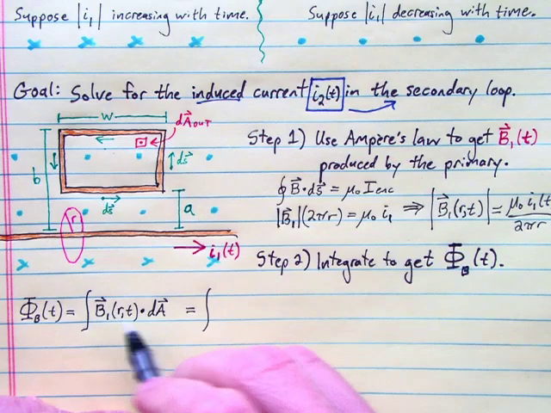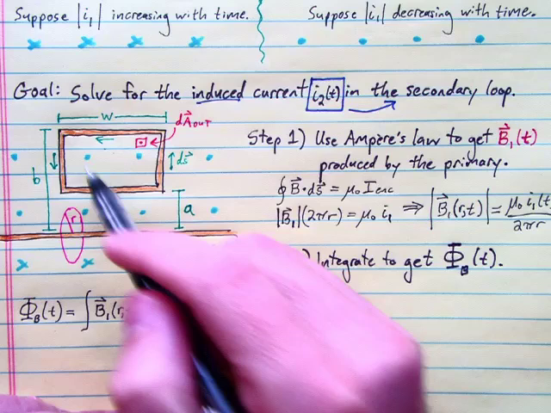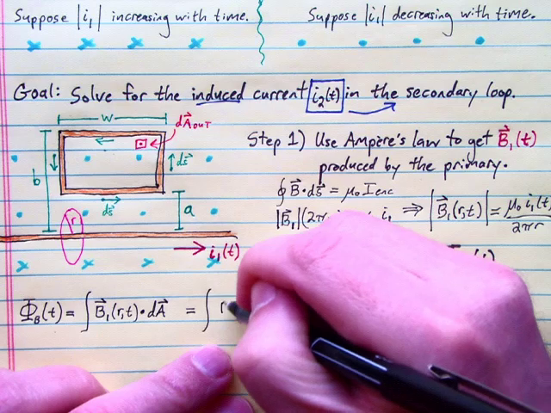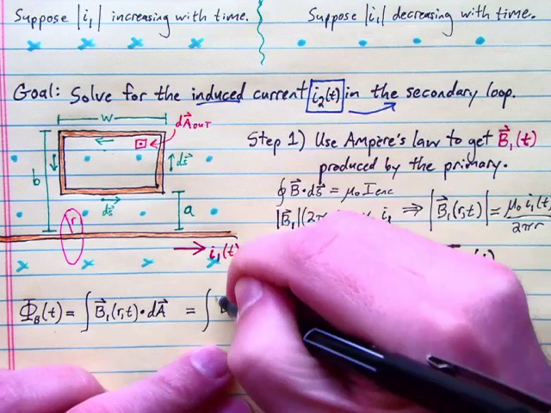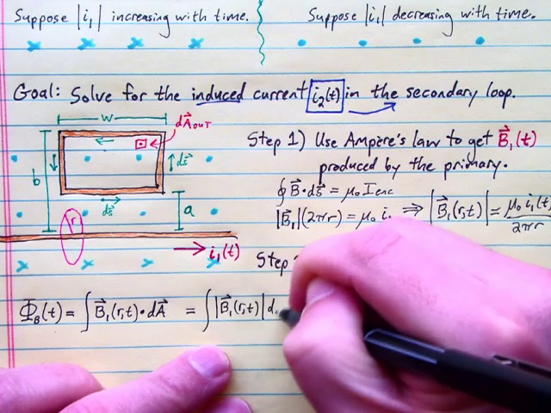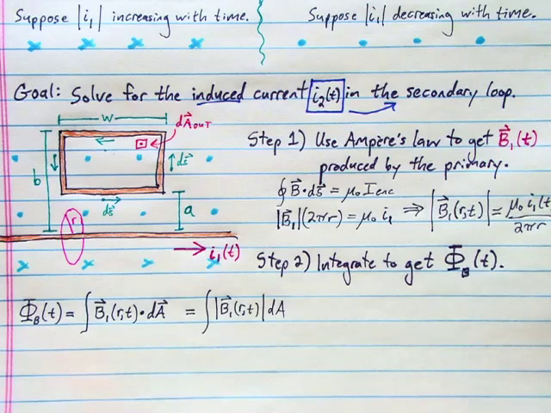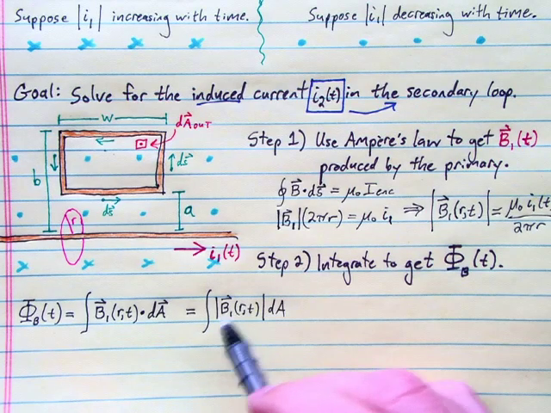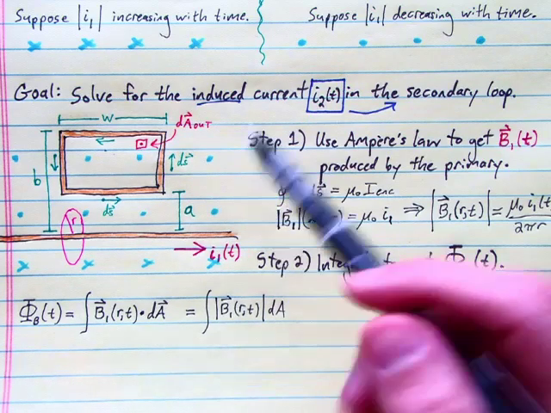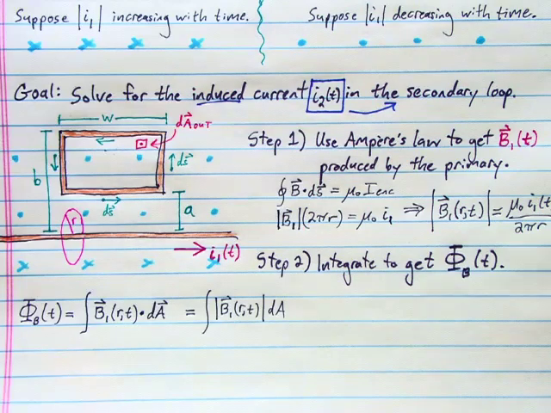B1 and dA point outwards in the same direction everywhere throughout this region. So I can write this would be the magnitude of B1 as a function of r and t times dA. So that takes care of the dot product. But B1 does depend on where we are inside this loop. So we have to decide how to carve up this loop into smaller pieces.